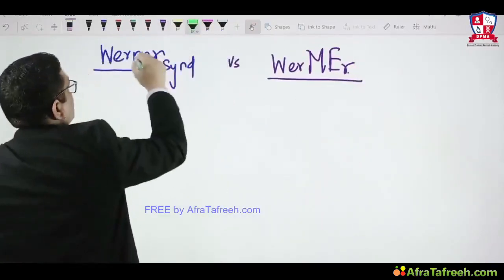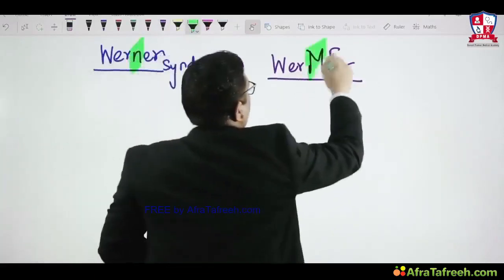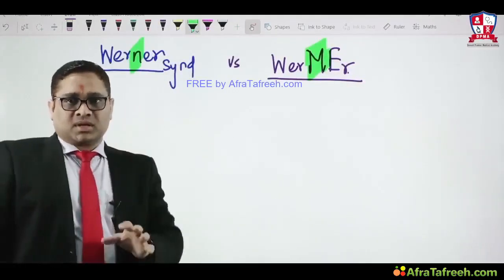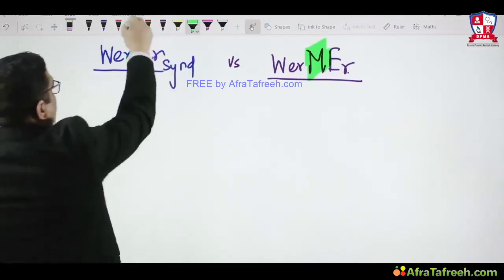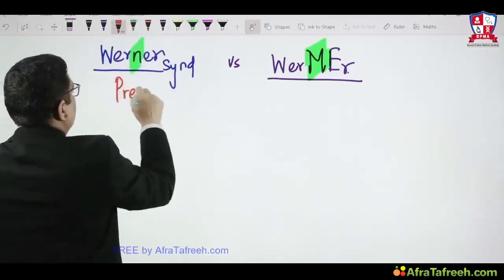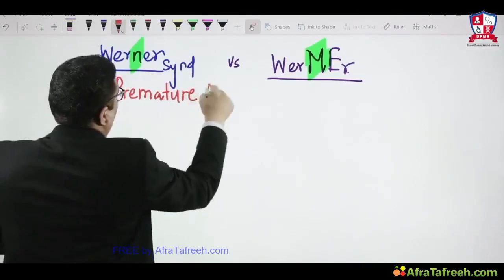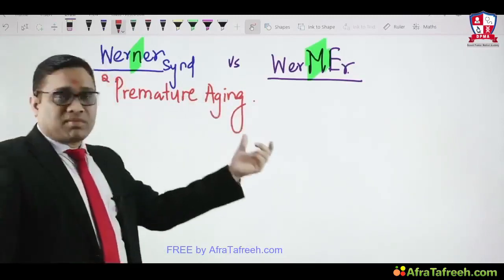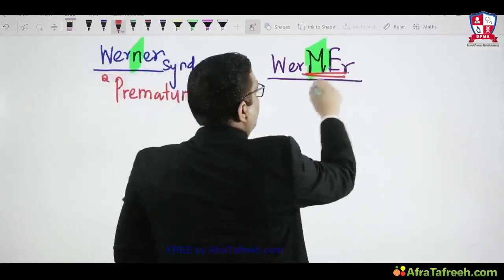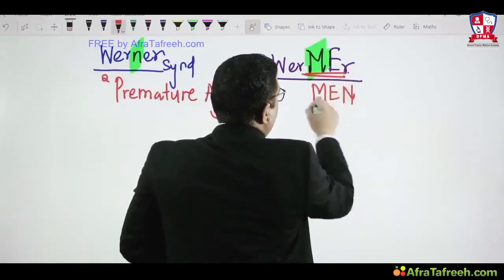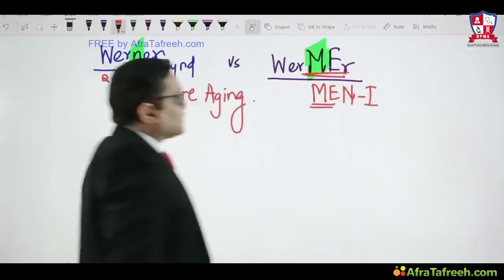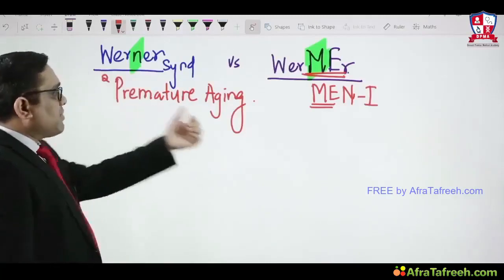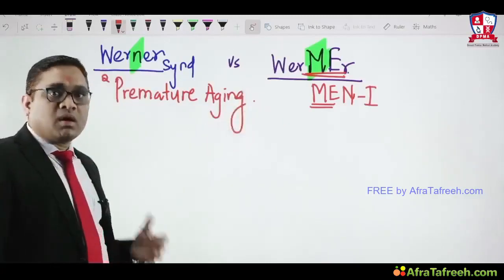We have to focus on two things. See, this is the N and this is the M. This is the spelling difference. Just one alphabet has been changed and your answer will change. So when the examiner says Werner syndrome, remember this point: Werner syndrome is a premature aging, and that was the All India question in 2014. The other one is Men-1 syndrome. Both are entirely different things, so be careful and watch the language in your exam. Werner is the premature aging; Men-1 is the endocrine disorder.